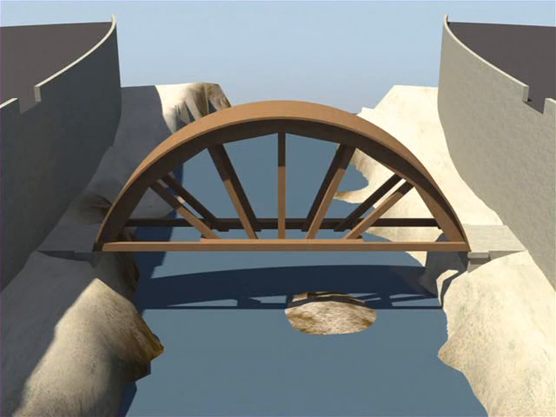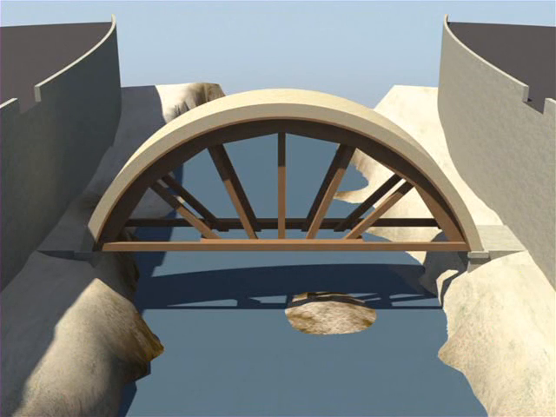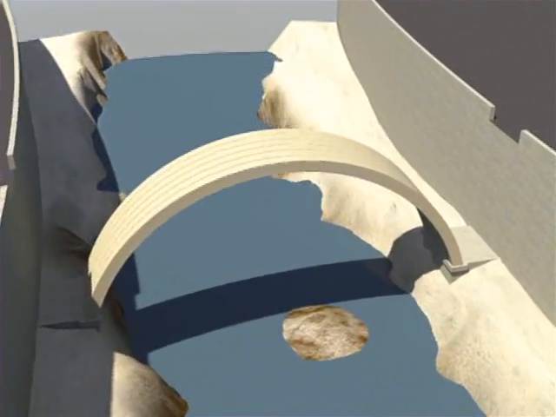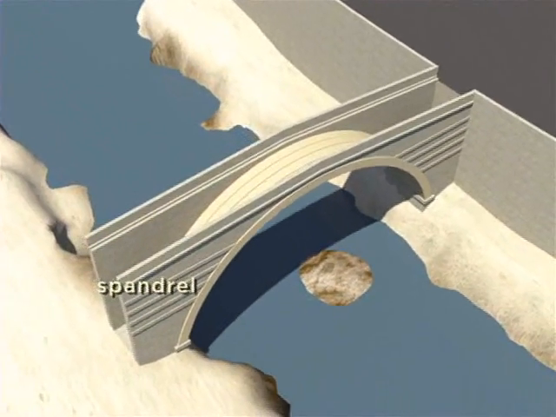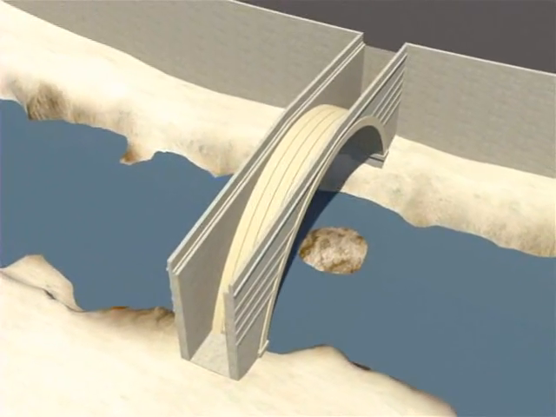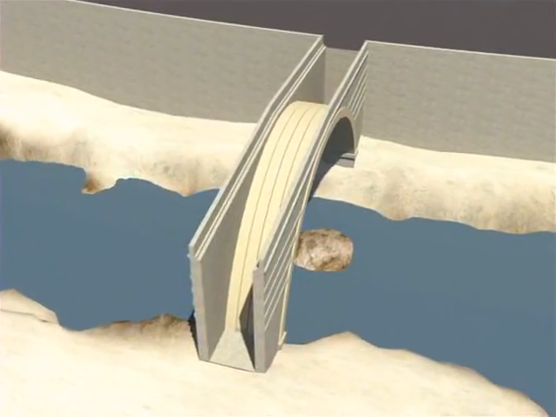Now we add the single stone arch ring, which extends across the full width of the bridge on top of the centering, and then once the arch is in place, it becomes self-supporting and the centering can be removed. On top of the arch ring are two spandrels. These are stone walls that form the sides of the structure. Next, we fill this entire space between those two spandrels with concrete.